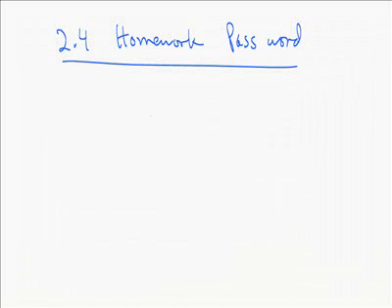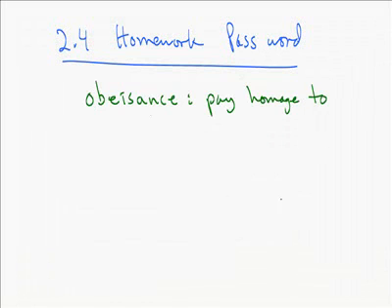The password for the 2.4 homework is obeisance, O-B-E-I-S-A-N-C-E, and that just means to pay homage to. And I have no idea what that has to do with continuity. Good luck.